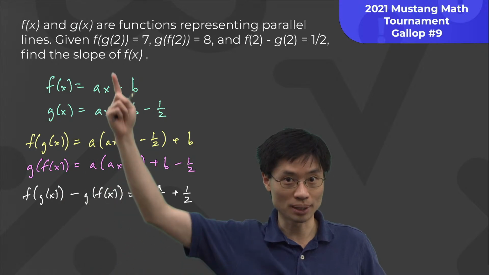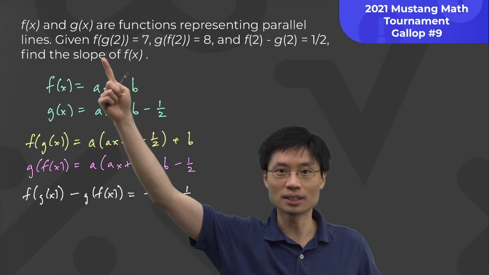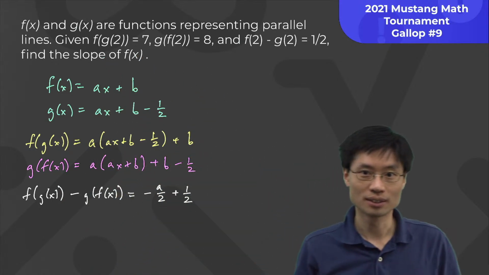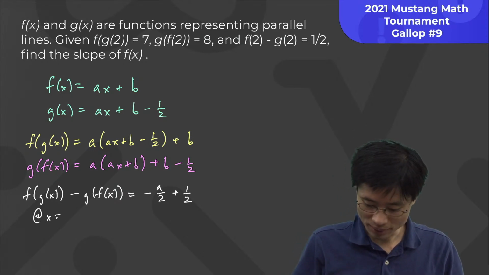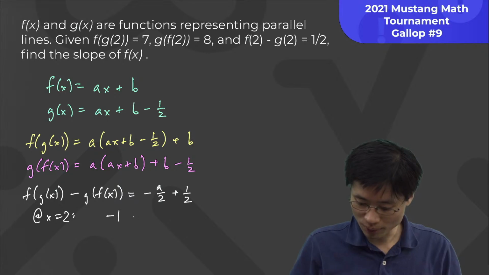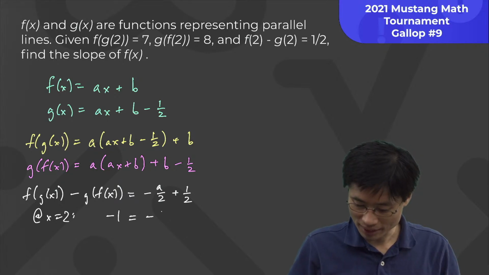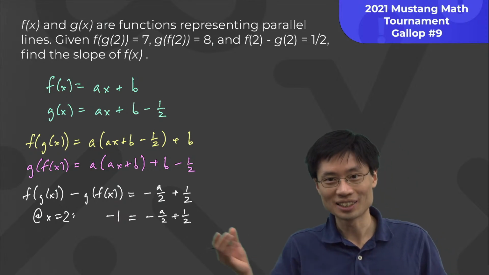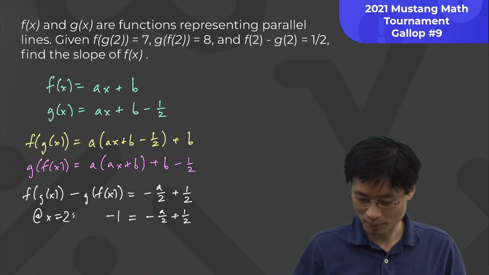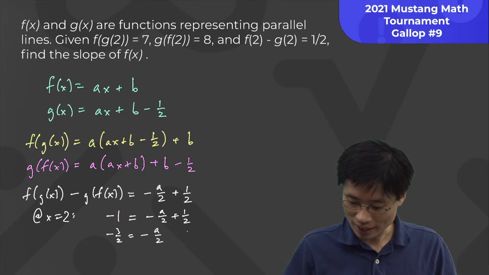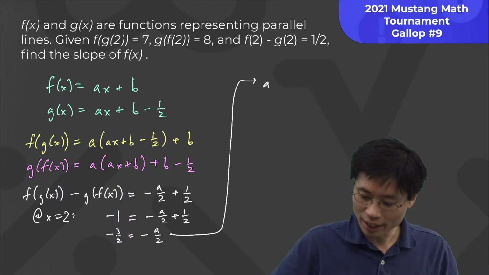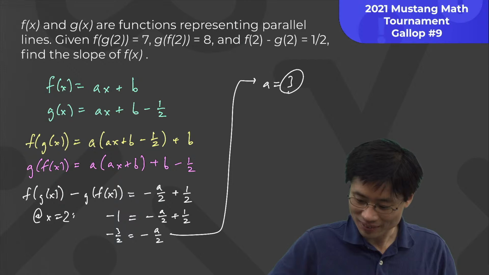I know what this is when I plug in a 2, for example. When I plug in a 2, I get 7 minus 8, so that means it's negative 1. At x equals 2, I get negative 1 is equal to minus a over 2 plus a half. If I subtract a half from both sides, I get minus 3 over 2 is equal to minus a over 2. So that tells me that a, which is the slope, is 3.